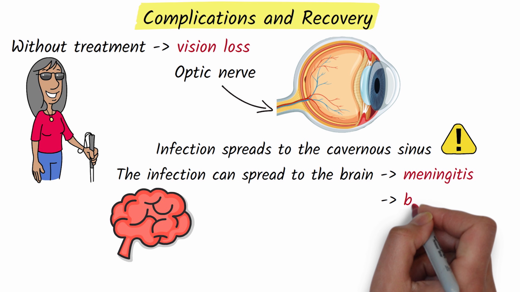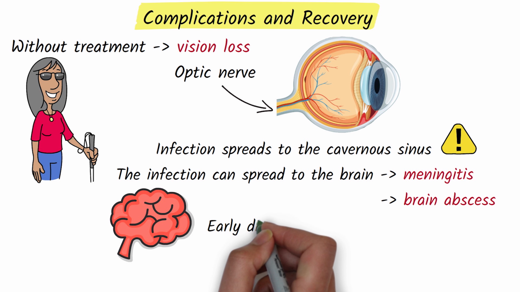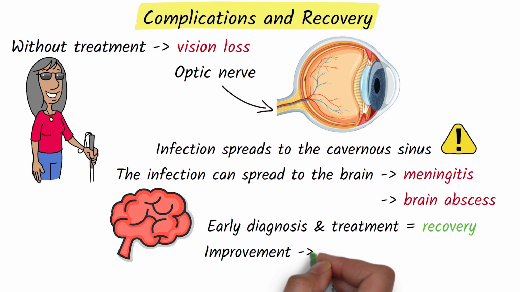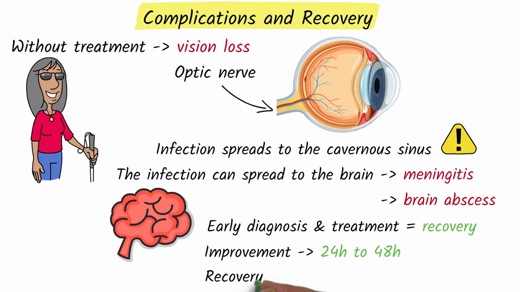The good news is that with early diagnosis and appropriate treatment, most people recover completely. When caught early and treated with antibiotics, patients usually start to show improvement within 24 to 48 hours. Complete recovery typically takes a few weeks.